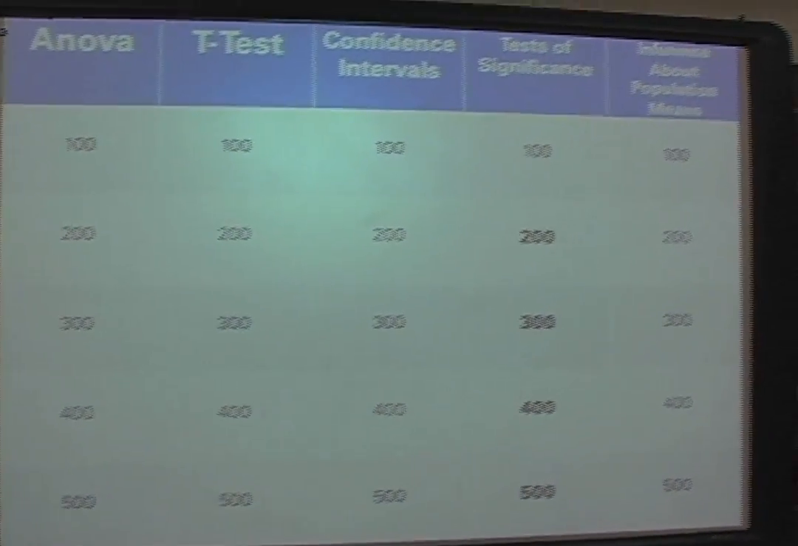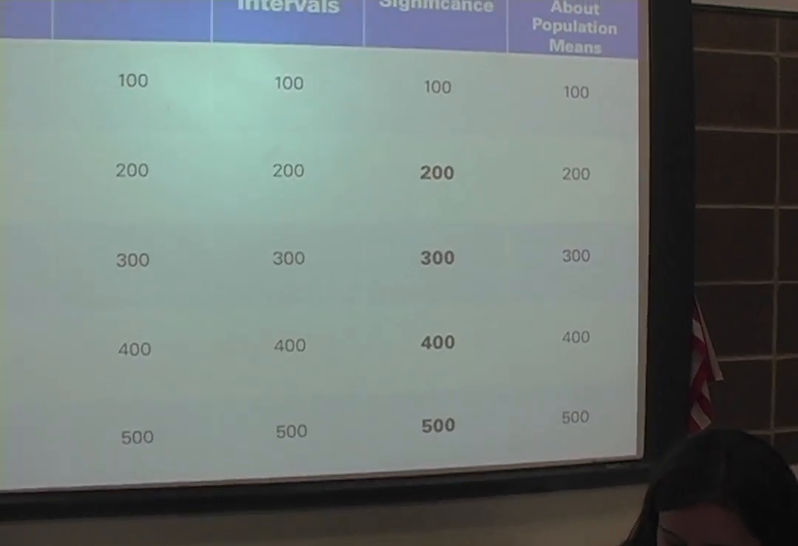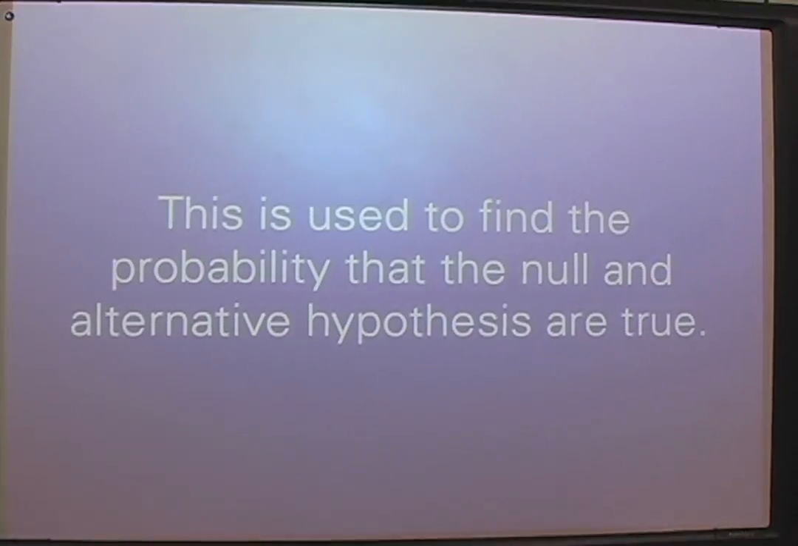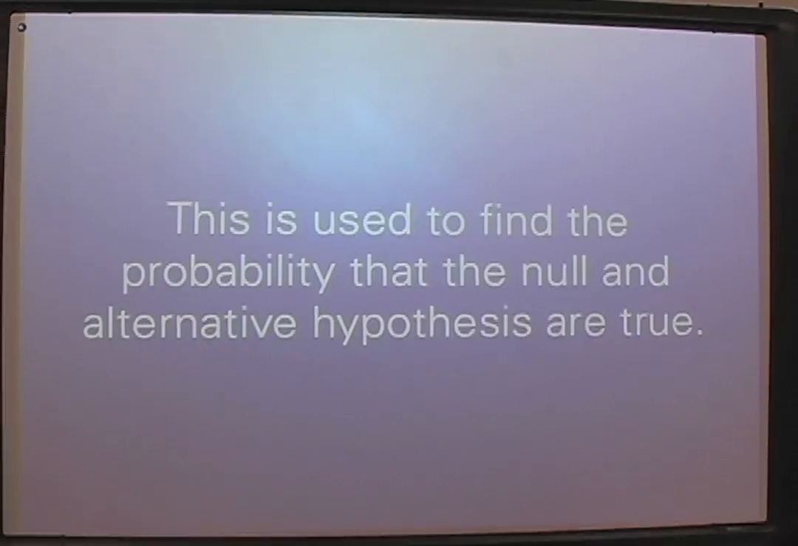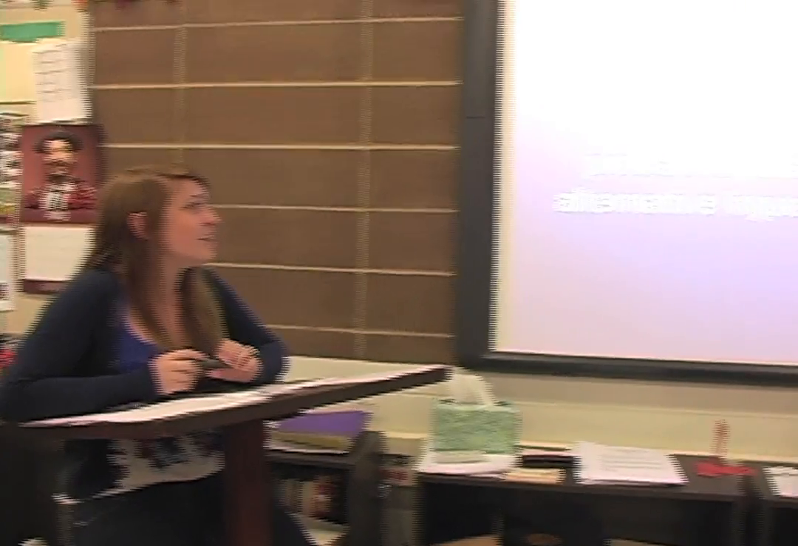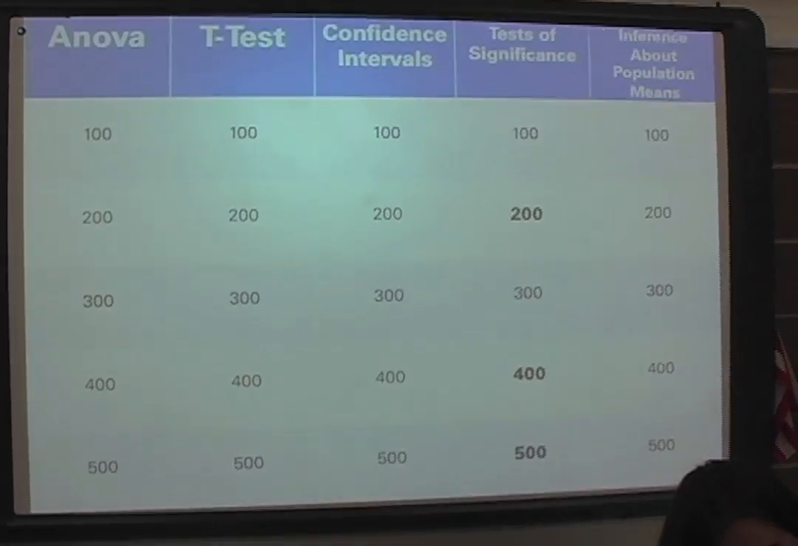Test of significance for 300. Alright, test of significance, 300. This is used to find the probability that the null and alternative hypothesis are true. What is the p-value? That is correct. Back to the board. Sarah, this one's your choice.